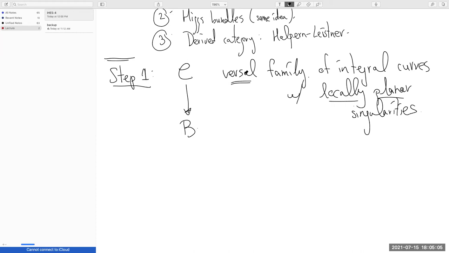Versal means that if I pick a singular curve and take a singular point on it, then for the universal deformation of that singularity, at least locally on B, there's going to be a smooth map from a neighborhood of this point on B to this universal deformation of the singularity. Another way of saying that is: if I give you a singular fiber and I look at one of the singularities, all the partial smoothings of it will also show up in the nearby fibers of this family.